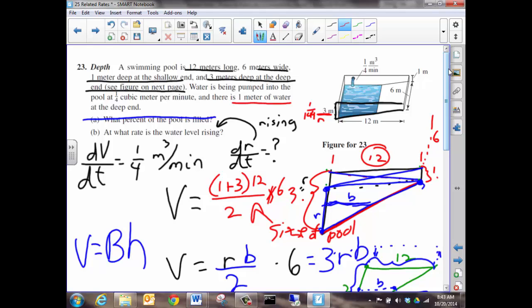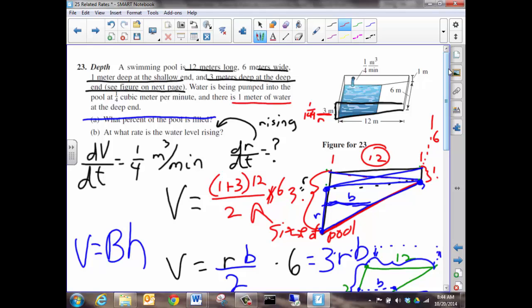Tell me about describing filling up this pool. When you first start, what's going to happen? It's going to go up very fast. Why? We're filling in a real small trough down there, okay? And the further up we go, we get to a point where we can barely even see that the water level is rising at all.